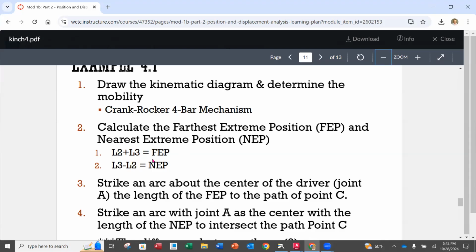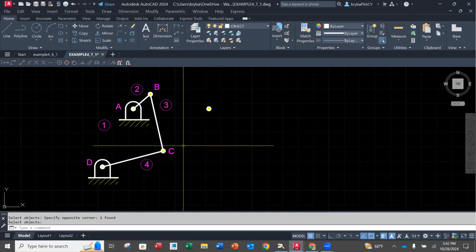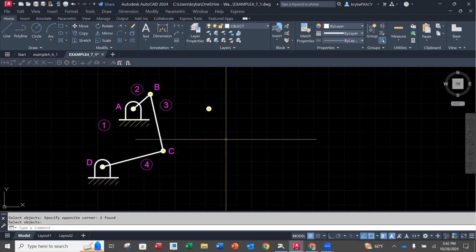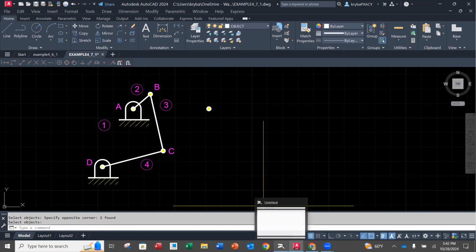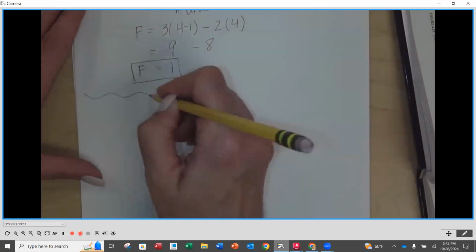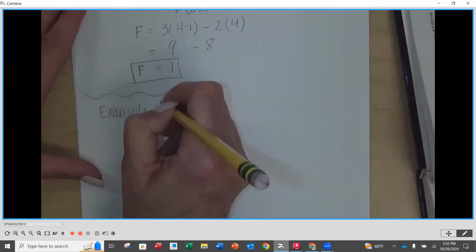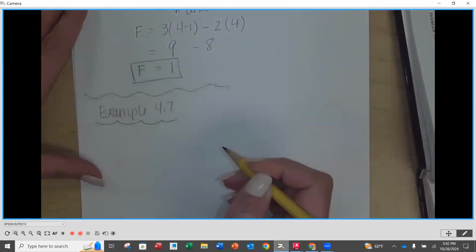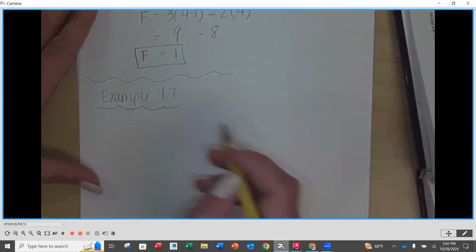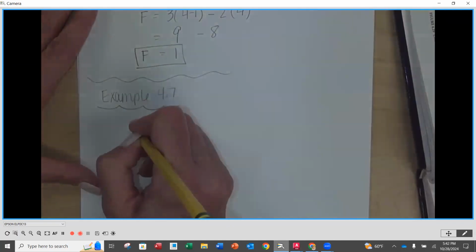Oh, no, I have to back up. I don't always forget, but we also want to calculate our mobility quick. Make sure that our mobility comes out to 1, because that's a confirmation that we have our links and our joints labeled appropriately. So I'm going to go underneath here, zoom out just a little bit. This is going to be example 4.7. So you're going to want to either put this on the CAD drawing or hand draw it, but you'll need to include it.